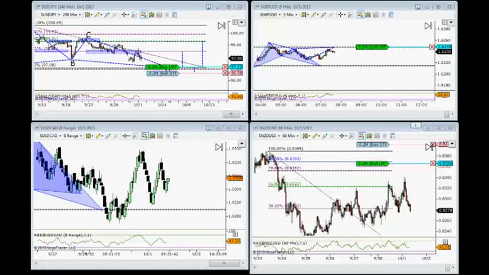How long is the cipher pattern valid? Until it's invalid. Now, there's specific rules. If we break structure, then we invalidate the pattern. If one of the legs is violated, then that invalidates the pattern. All of the patterns have very specific rules.